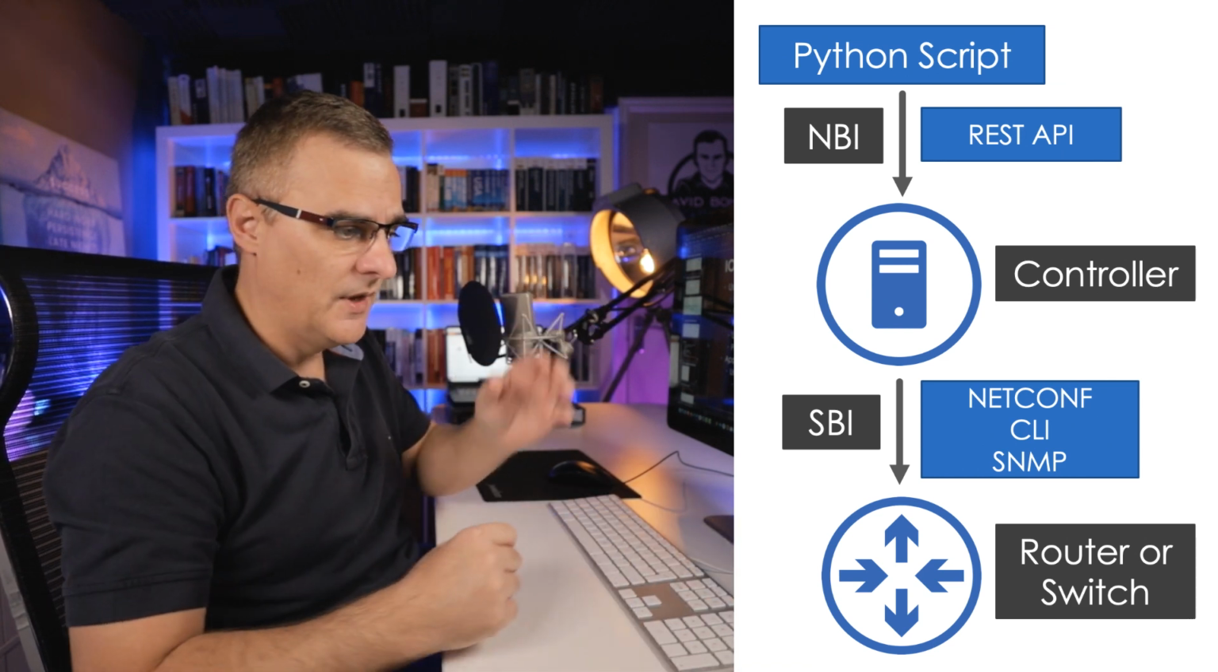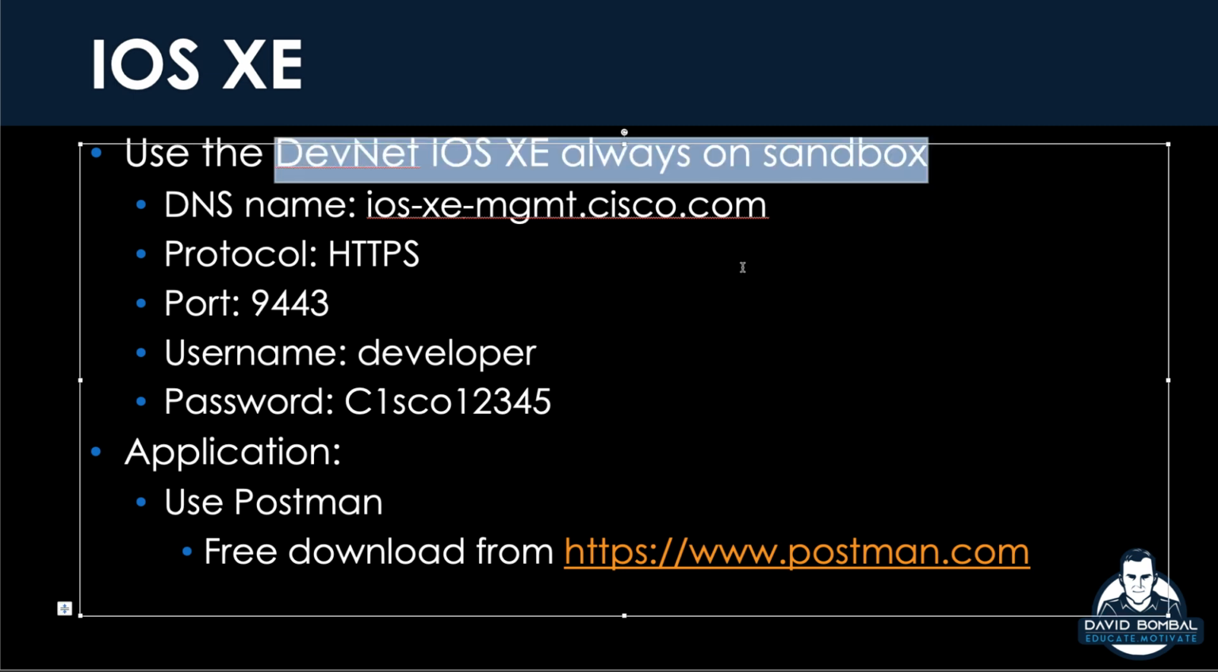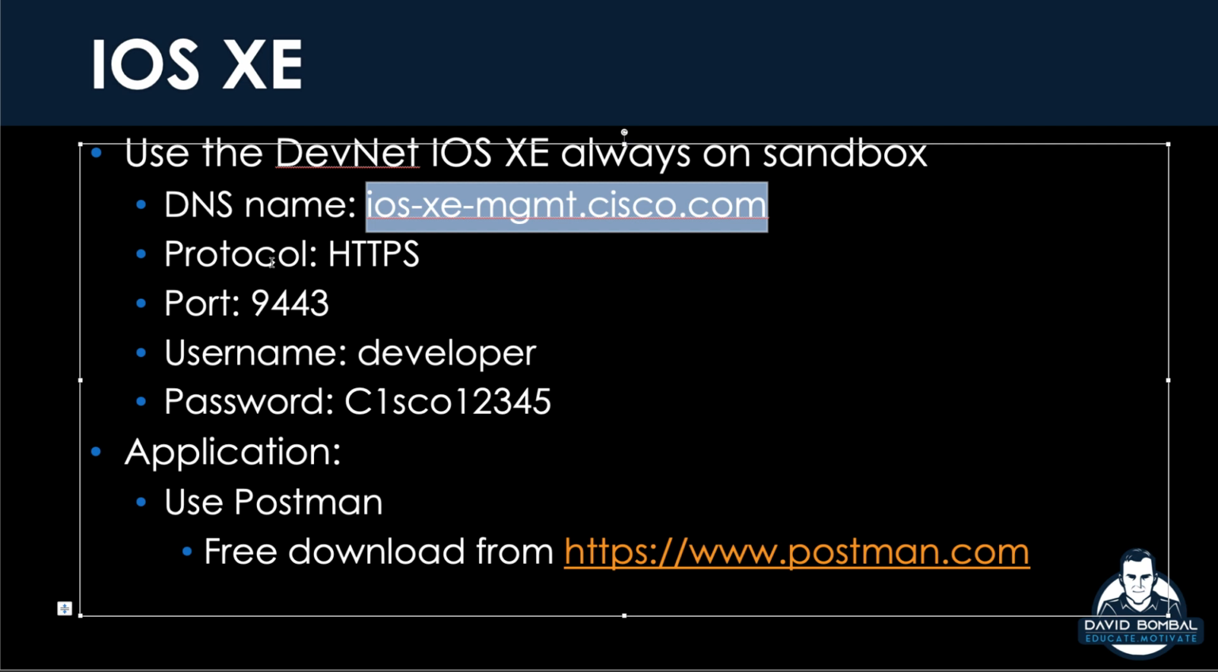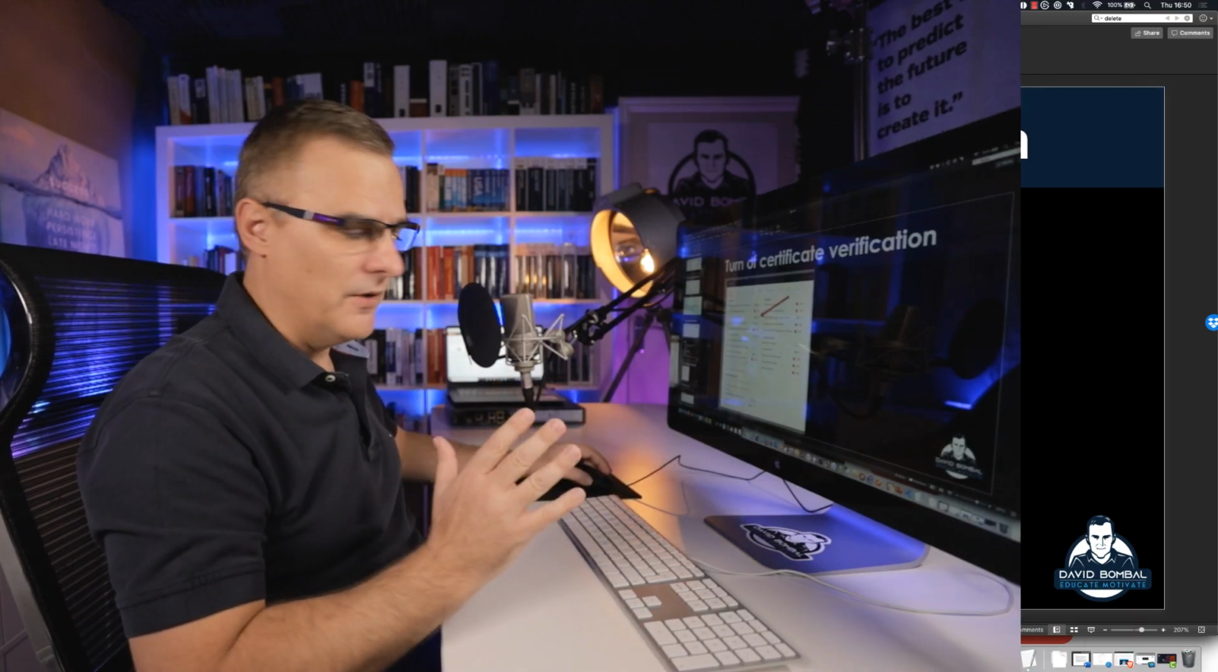Now, rather than interacting with DNA Center, let's just talk directly to a router. The advantage of using DNA Center is you can talk to a controller that's then managing many devices. But you can also talk directly to a device if it supports a REST API. So in this example, we're going to use the Cisco DevNet IOS XE Always On Sandbox. This is its DNS name. This is the protocol that we're going to use, port number, username, password, and we're going to use Postman once again. Now, very important before you do anything else.